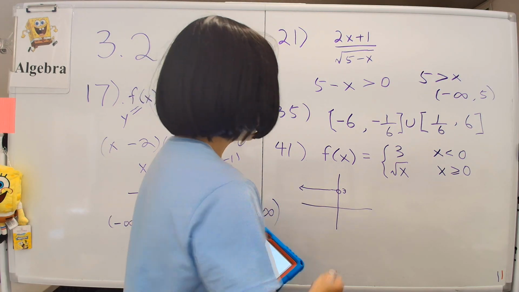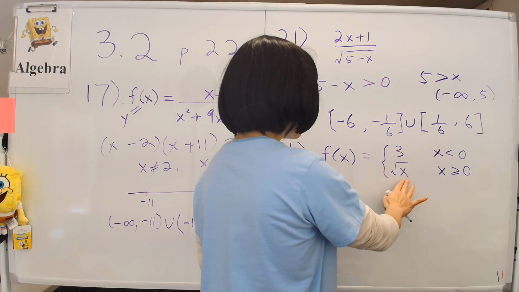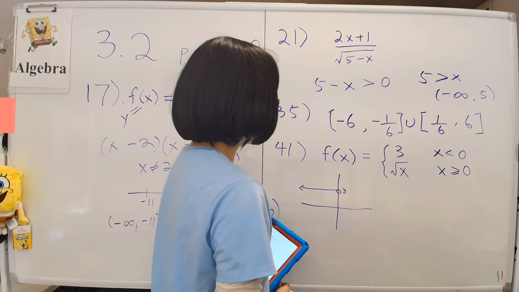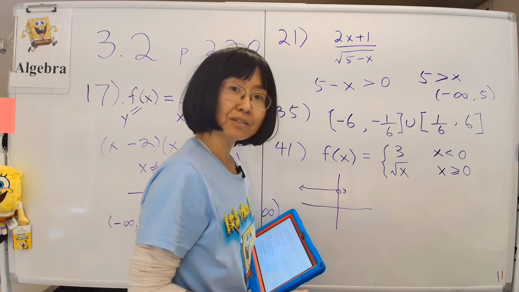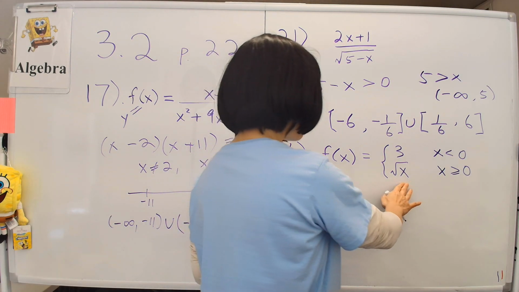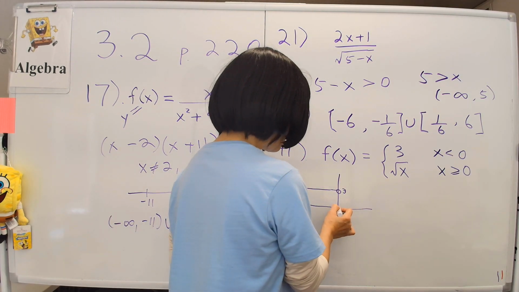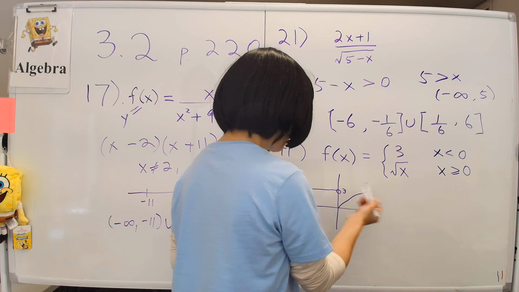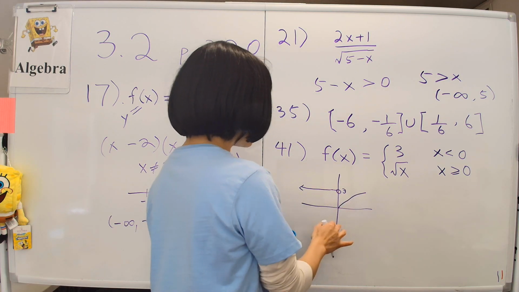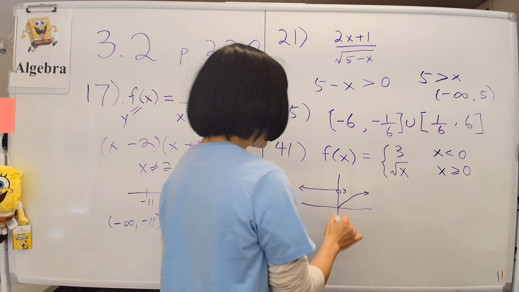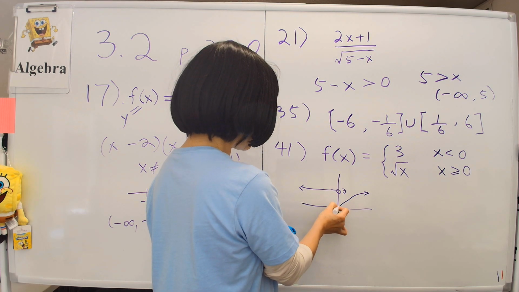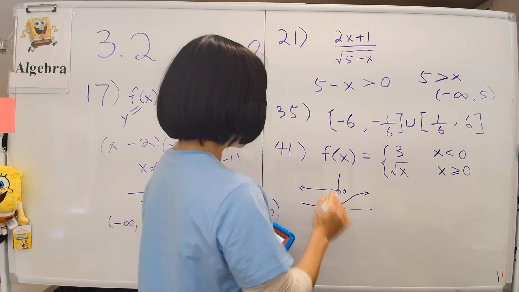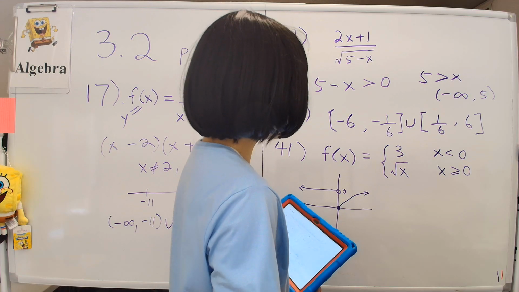Then for x bigger than 0, it follows the square root of x definition, which is good because the square root had better be taking a positive number. At 0, it goes to 0, and then it goes up and keeps going. At 0 it equals 0, so this is a solid dot, and that should be the graph of our piecewise function.